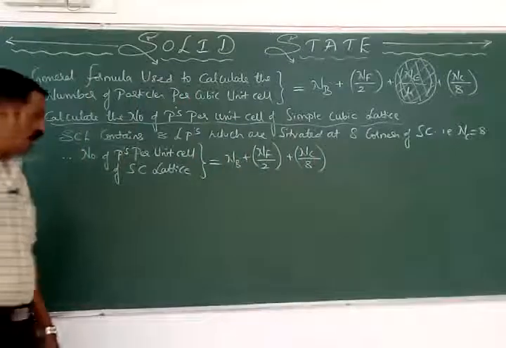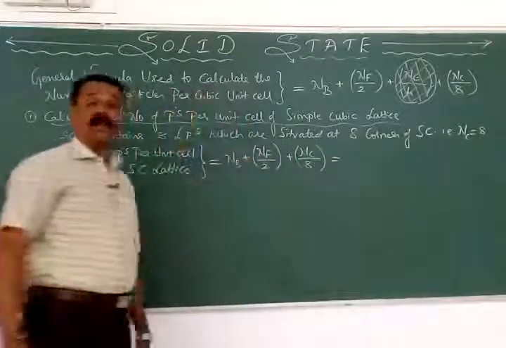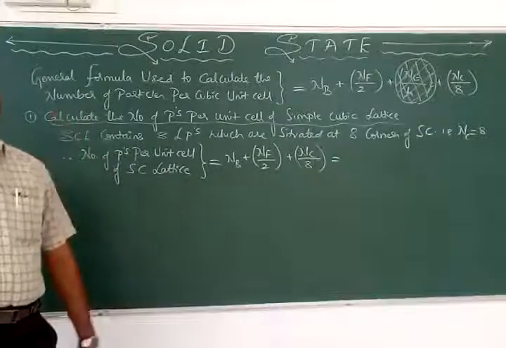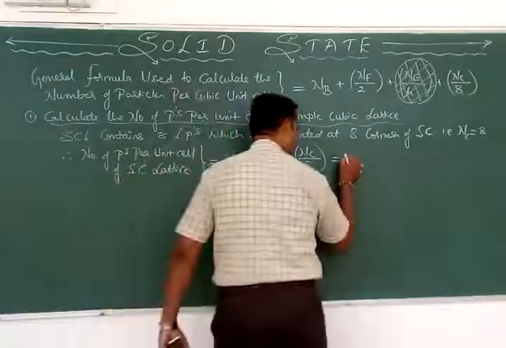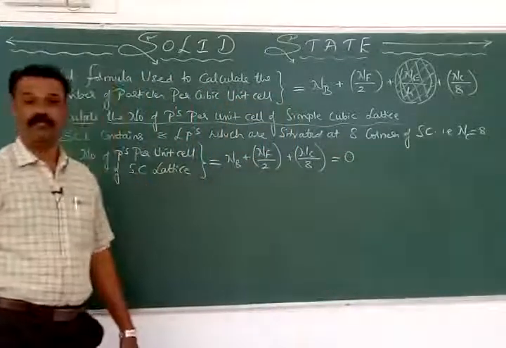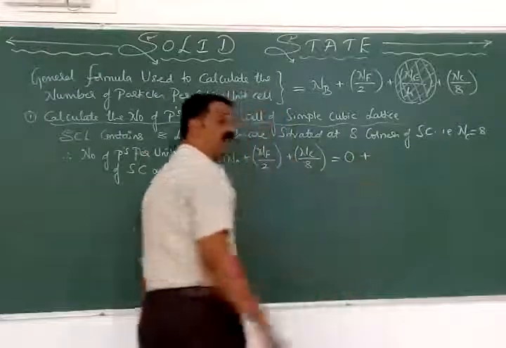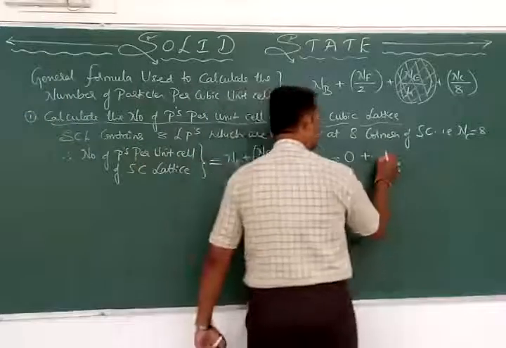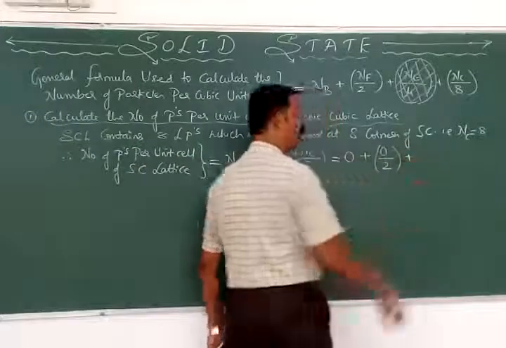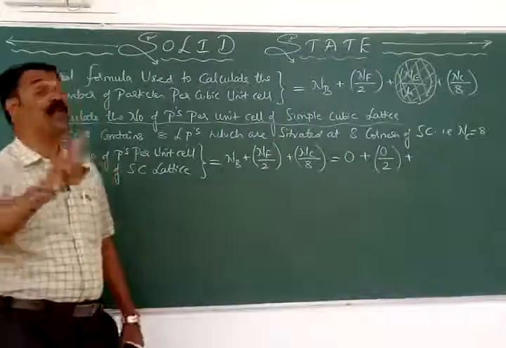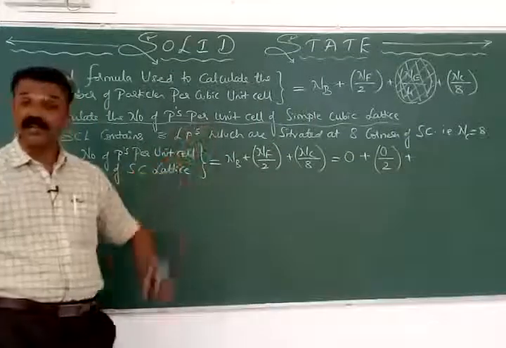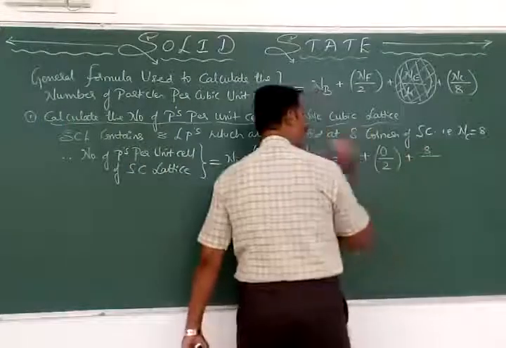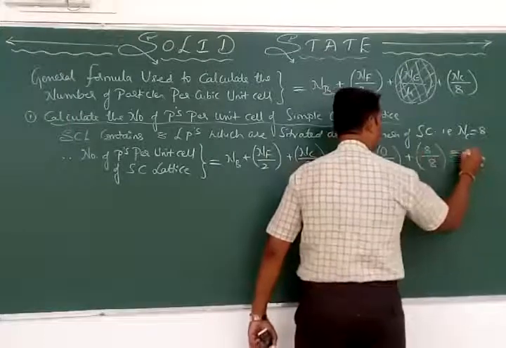Okay. Now, how many body-centered particles are there? There are no body-centered particles here because it is a simple cube, meaning the particles are only at the corners. Therefore, no body-centered particles, that is 0. Plus, how many face-centered particles are there? No, as it is a simple cubic, the particles are only at corners. Therefore, it is 0 by 2 plus. What is NC here? Number of corner particles. How many corner particles are present in the simple cubic lattice? It is 8. Therefore, NC divided by 8. On simplification, it is 1.